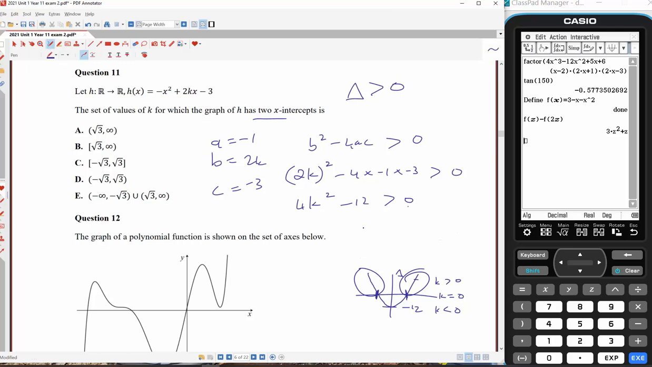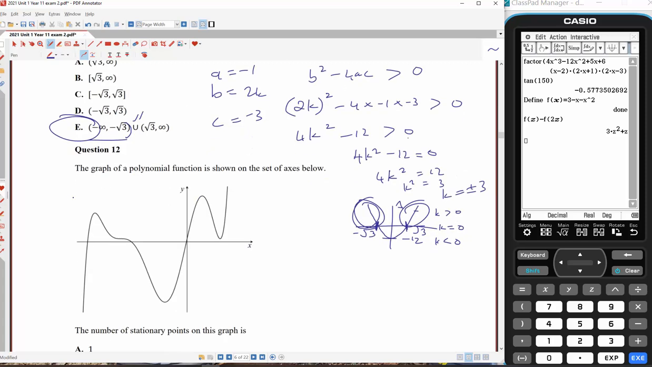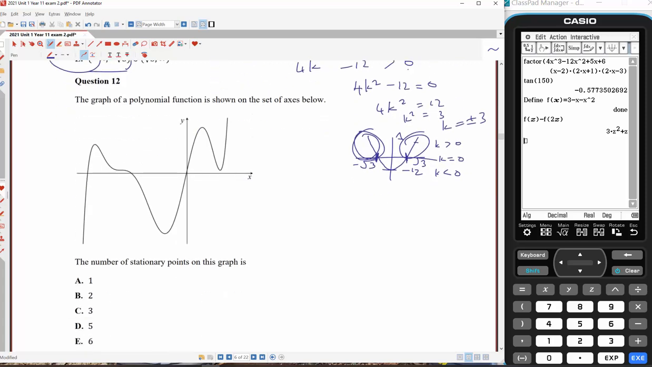Okay, and what I'm going to do is actually solve for 4k squared minus 12 is equal to 0. I want to find out what these x-intercepts actually are. So it's 4k squared equals 12, k squared equals 3, k equals plus or minus root 3. So that is negative root 3, that is root 3. So it's these parts here. So it's negative infinity to less than negative root 3. So that is that one there. It's not inclusive there. Okay, so that meets the requirements. And then it should be root 3 to positive infinity here. So it's an E.